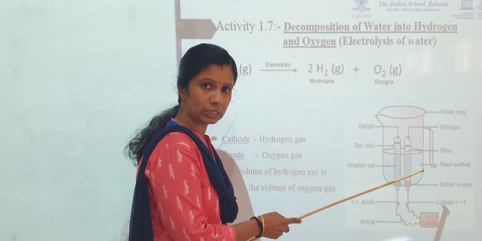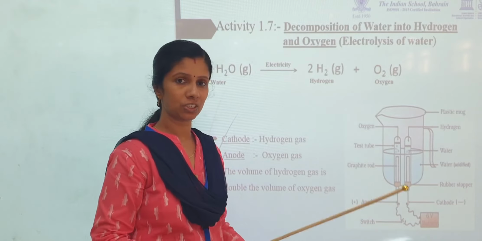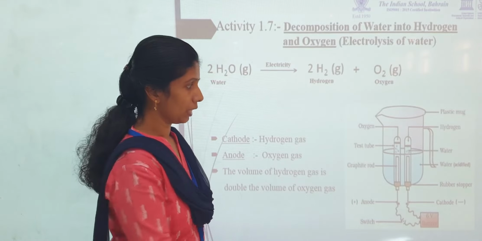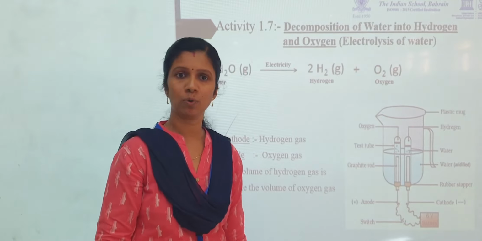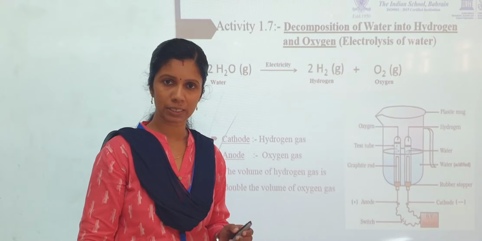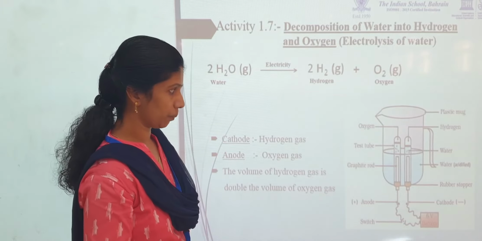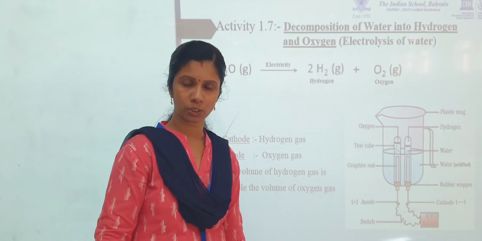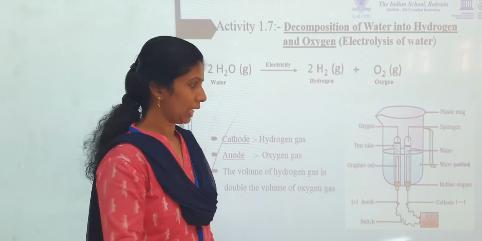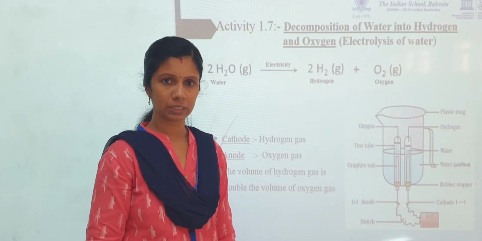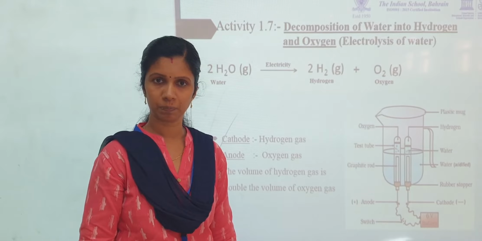Now, fill the container with water such that the electrodes are immersed. As we know that water is a poor conductor of electricity, add a few drops of sulfuric acid to increase the conductivity. Next step is, you have to take 2 test tubes filled with water and invert them over these electrodes. This is the arrangement of the apparatus.